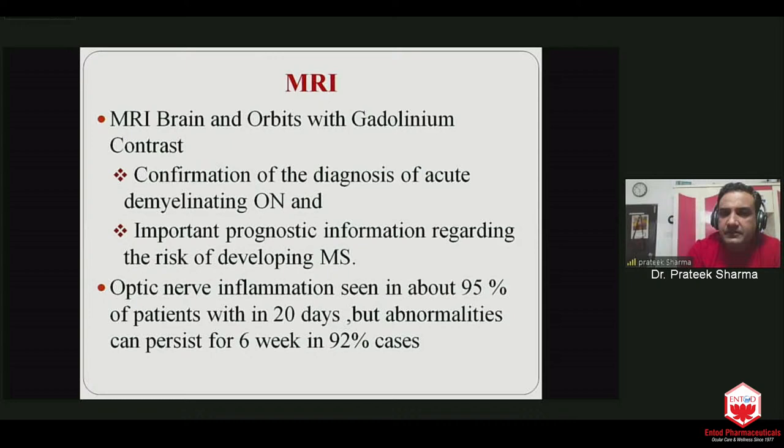But with MRI done the moment the patient has optic neuritis, we should not miss the chance to make a diagnosis of multiple sclerosis upfront, and we should start the patient on disease-modifying medication as early as possible if the patient has optic neuritis and turns out to be a possible case of multiple sclerosis. In MRI, we can see optic nerve inflammation, thickening, or gadolinium enhancement in around 95% of cases, and that can persist up to 6 weeks also. In the first 20 days, you can find it in 95% of cases, and up to 6 weeks, 90%; this abnormality can persist.